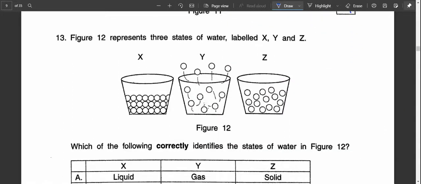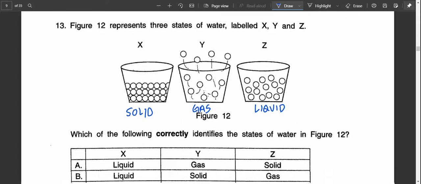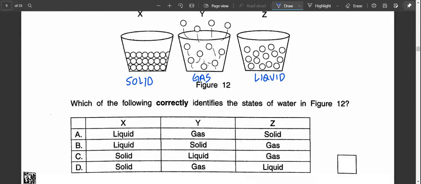Number 13. Figure 12 represents 3 states of water labeled X, Y, and Z. And you can see all of these are talking about the arrangement of the particles, and X, the particles are arranged properly, therefore it's a solid. In Y, the particles are spread around, therefore it's gas. And Z, the particles are not arranged properly, but it's still there, therefore it's liquid. Which of the following correctly identified the state of the water in figure 12? And since we have already answered there, just have to verify.